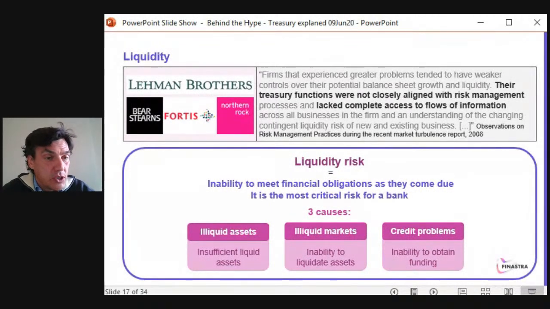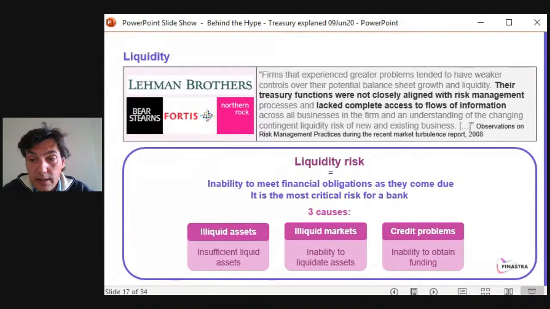Now let's look at the third floor. First one, funding. Second one, pricing, which was derived from funding. The third one is liquidity, the liquidity management. So this is, I would say, one of the most important things for a treasurer.